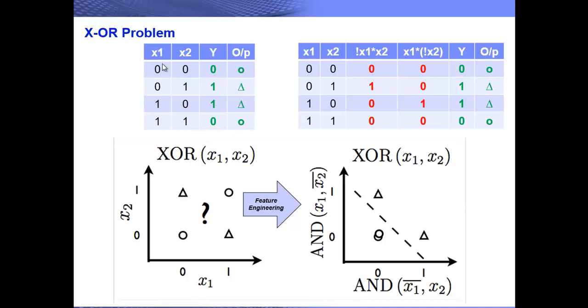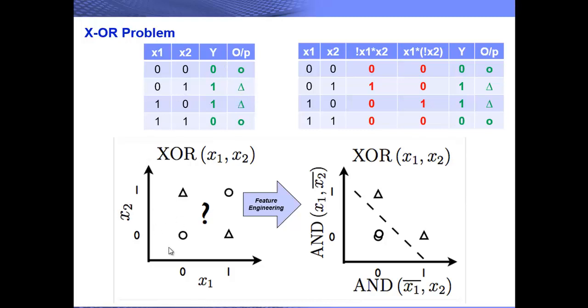So we have the same thing: x1, x2, and output y. For 0 0 the y is going to be 0, then 0 1 gives 1, 1 0 gives 1, and 1 1 gives 0, because XOR is nothing but: whenever the two inputs are different, the output will be 1. If the two inputs are the same, then the output is 0. So the output is going to be the same. We have seen this on the last slide.